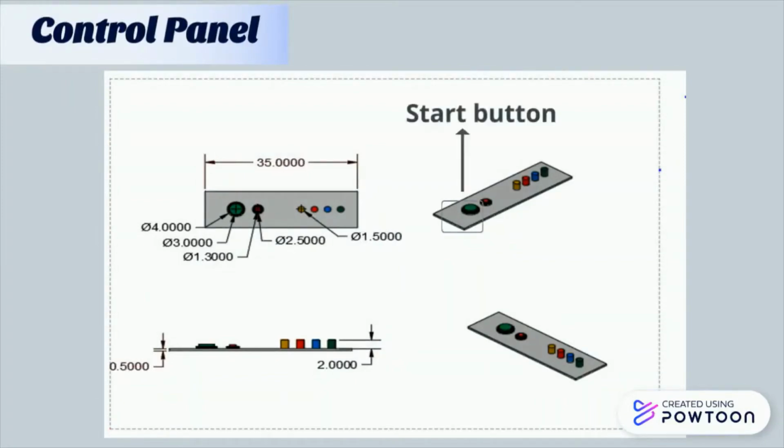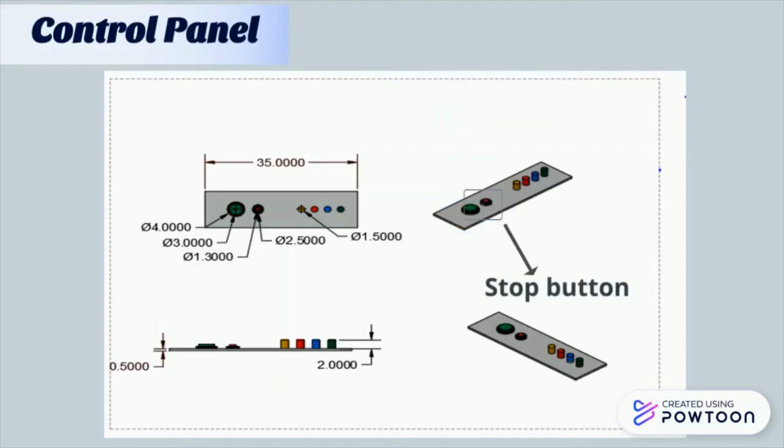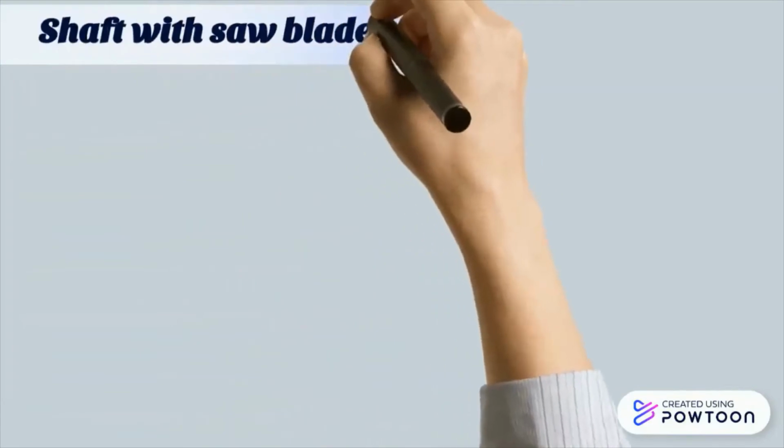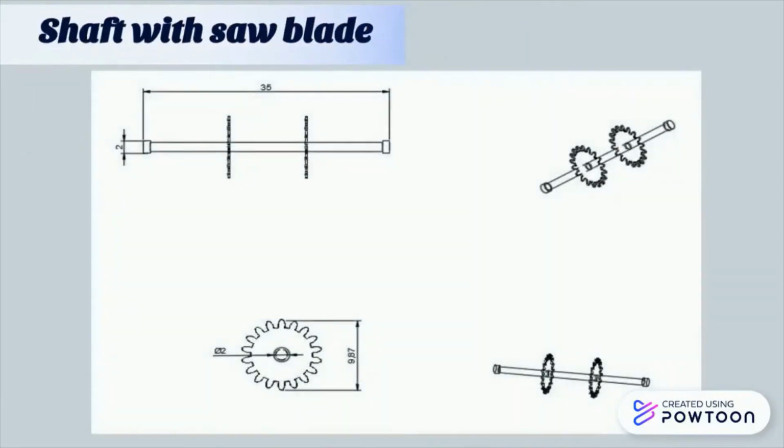The green button is the start button for the indoor food waste decomposer, while the red button is the stop button for the food waste decomposer. Next, shaft with saw blade. The shaft has a 2 cm diameter and is 35 cm long. This will be the grinder of the machine, which will grind the food waste into small granule pieces. Saw blades will be connected to the shaft using a hot glue gun.